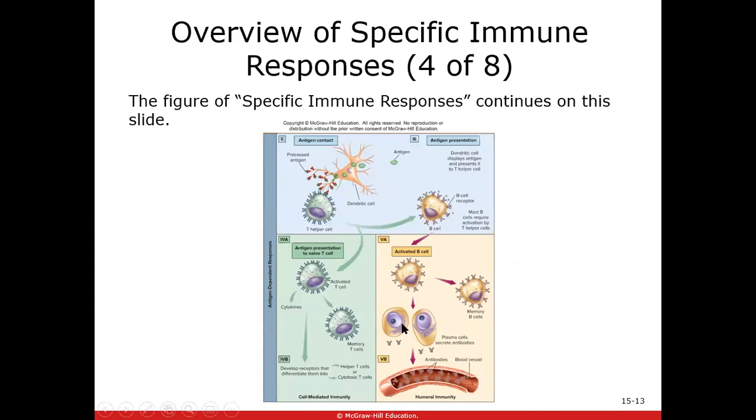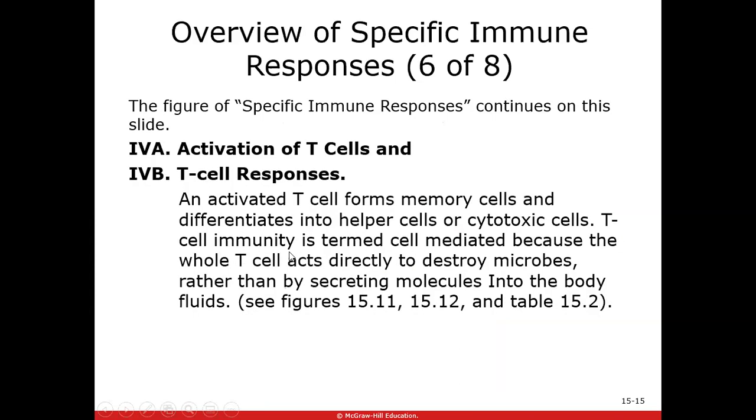And once again, we talked about an activated T cell. It will produce more memory T cells, and then it will also produce helper T cells or cytotoxic T cells. Cytotoxic T cells directly kill the microbe.